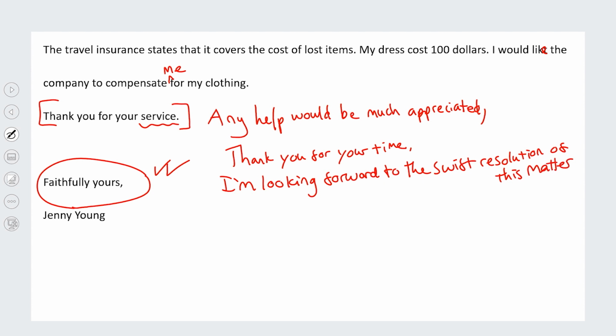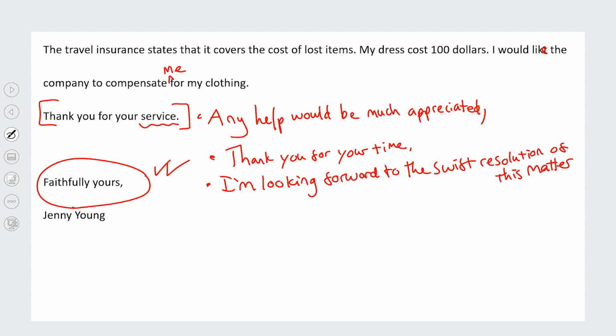I think thank you for your service is okay, but in the context, it's usually used after someone has already done something for you. So in this case, you're asking someone for something. So I would typically, I think if it was me, I would choose one of these to end my email. That's kind of a small issue.